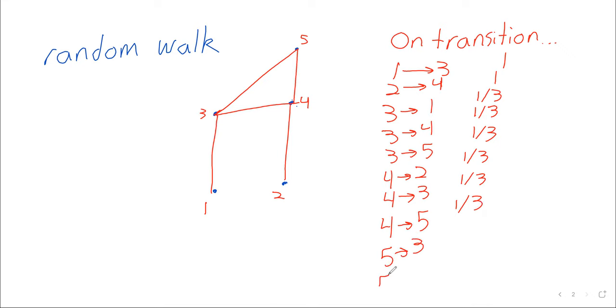From 5, we can go to 3, or we can go to 4, and those have a probability of 1/2. And then there are a bunch of probabilities that I'm not writing down because they're 0. Like the probability of going from 1 to 5 is 0.